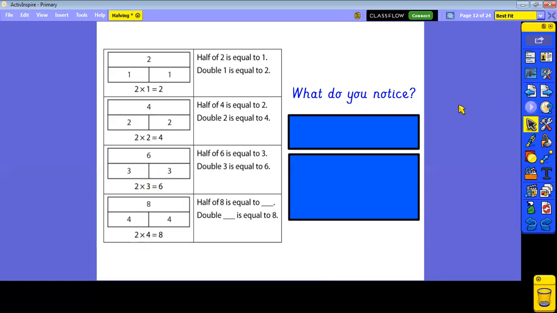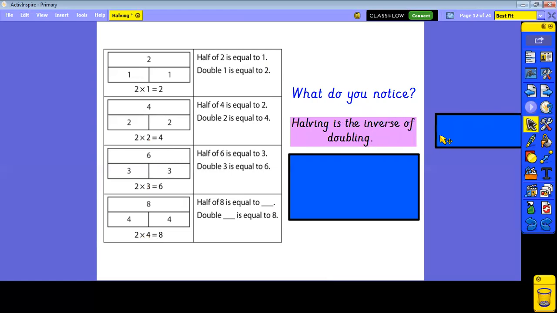So hopefully you've had some time to think about anything that jumps out at you, but I'd like to draw your attention to 2 things. Number 1 is that halving is the inverse of doubling. Can we say that together? Halving is the inverse of doubling. Let's say that one more time. Halving is the inverse of doubling.